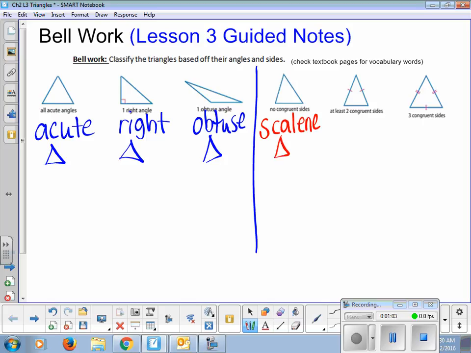What about two congruent sides? So these little hash marks mean that those two sides are congruent. And if we have three congruent sides, it is an equilateral triangle.